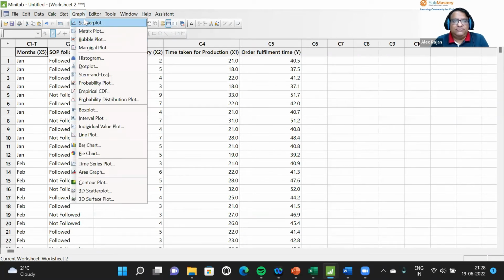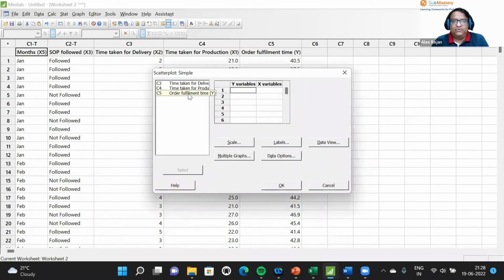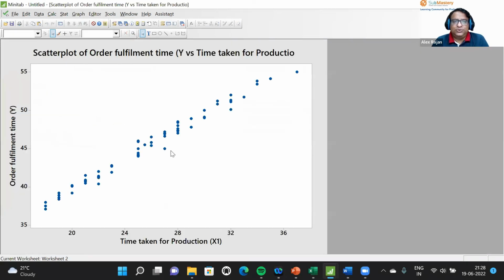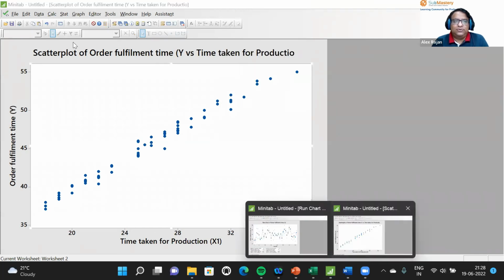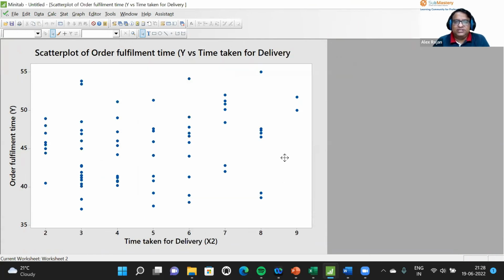So let us go to Graph, Scatter Plot. Simply order fulfillment time and time taken for production. We can see a scatter plot with a linear relationship. Similarly, when I take order fulfillment time and delivery time, we can see a scattering of data. So we say there is no linear relationship between the X and the Y.